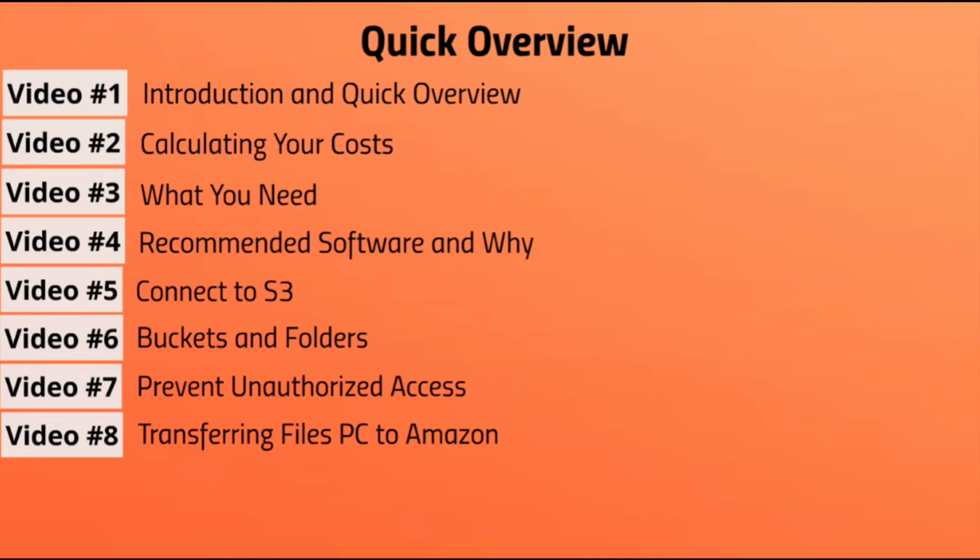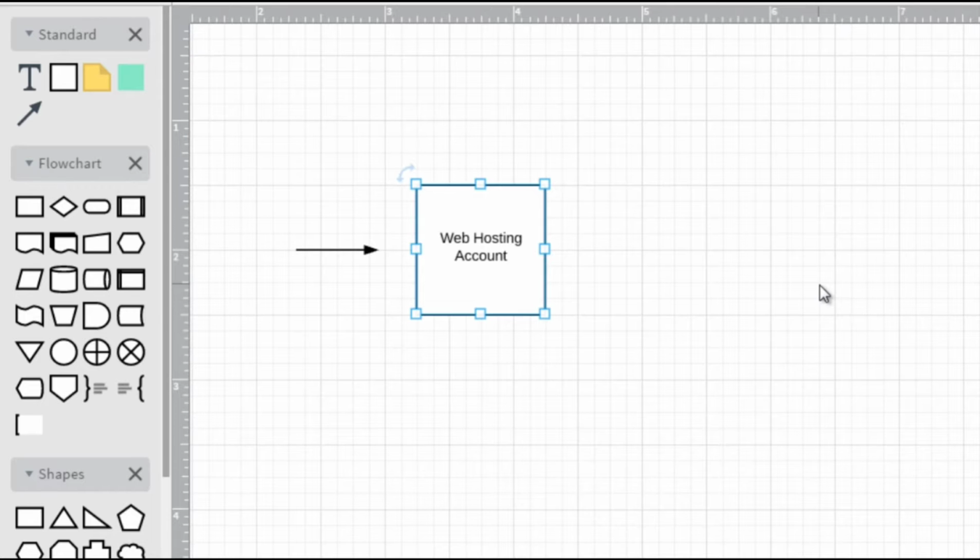Video number 8, we're going to talk about transferring files from the PC or your Mac to your Amazon S3 account. And of course, last but not least, video number 9, we're going to talk about getting the URL to each file. So this is crucial, especially when you begin to build out your download pages. You need to have the direct link, right?